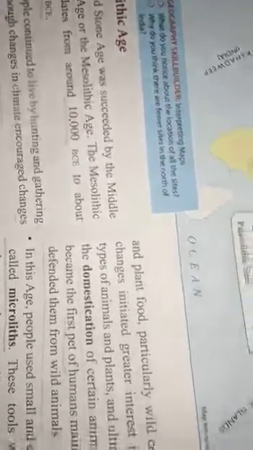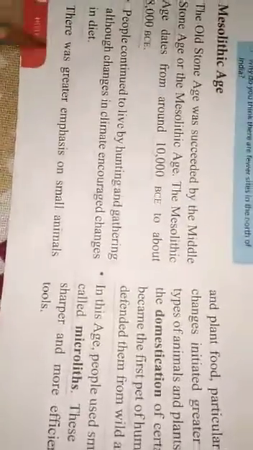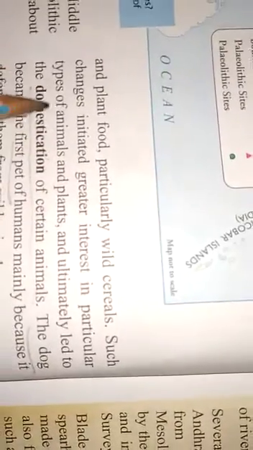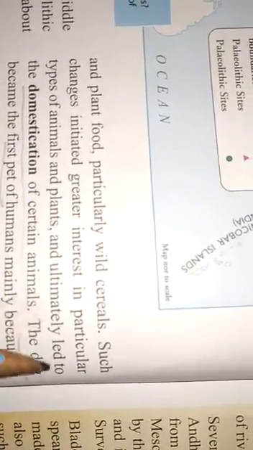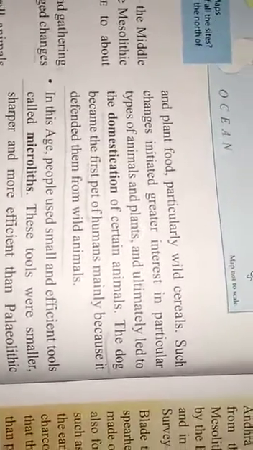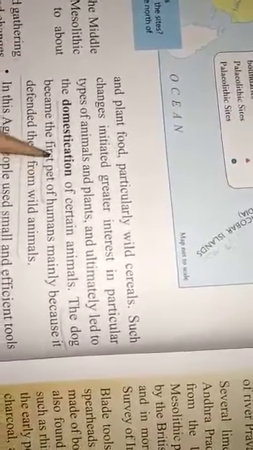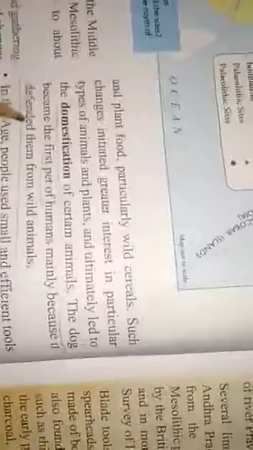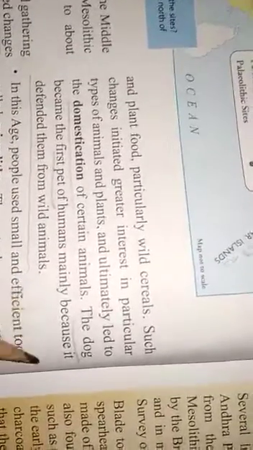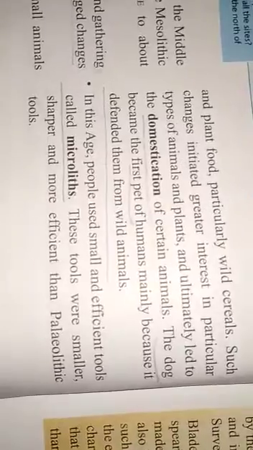Now, there was a greater emphasis on small animals and plant food, particularly wild cereals. Means the greater emphasis in food was given to small animals and wild cereals, that is wild grains. Greater interest in particular types of animals and plants ultimately led to the domestication of certain animals. So interest in smaller animals ultimately led to the domestication of small animals such as the dog, and the dog became the first pet of humans because it defended and protected them from the wild animals.